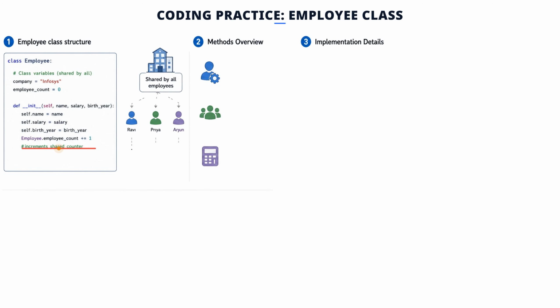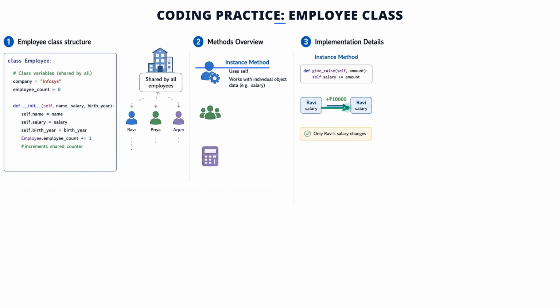The first behavior defined is an instance method. Look at the implementation details for giveRaise. Because it uses self, it can specifically target self.salary. This ensures that if you give a raise of 10,000 rupees, only that specific employee's salary changes, like Ravi's.